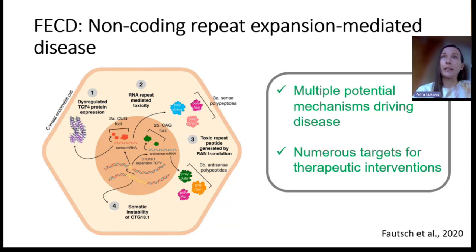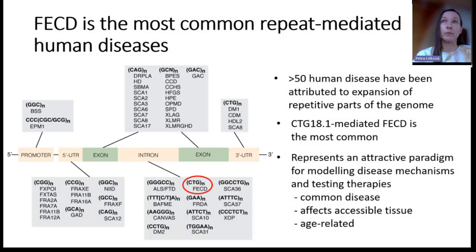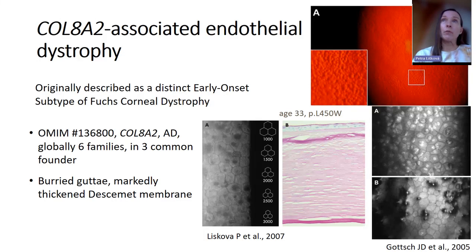4 non-mutually exclusive mechanisms have been proposed to drive and or exacerbate the onset of CTG-mediated FECD. So remarkably, FECD is the most common human disease that has been attributed to the expansion of repetitive parts of the genome. And it represents an attractive paradigm for modeling disease mechanism and testing therapies. So now we will return to rare disorders.